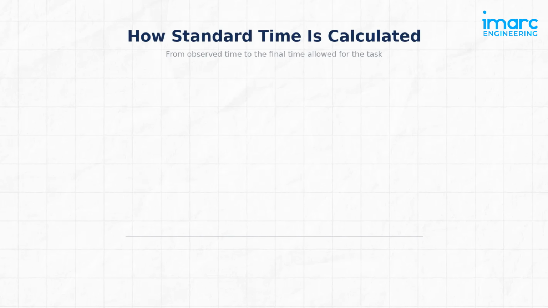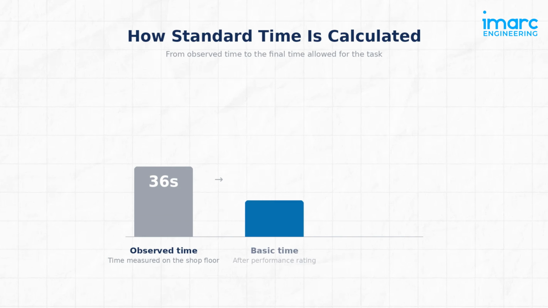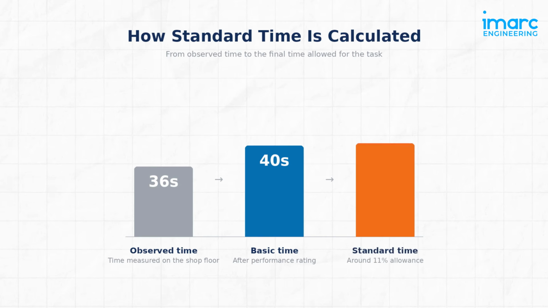For example, an assembly task may have an observed time of 36 seconds. After adjusting for the operator's performance rating, the basic time increases to just over 40 seconds. Adding an allowance of around 11% results in a standard time of approximately 45 seconds.